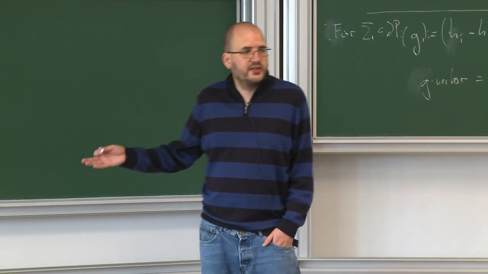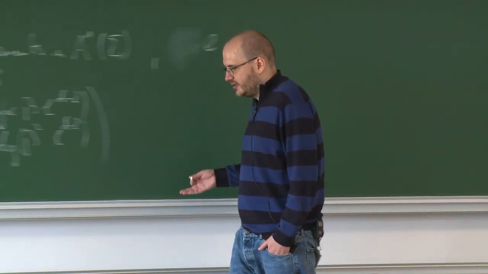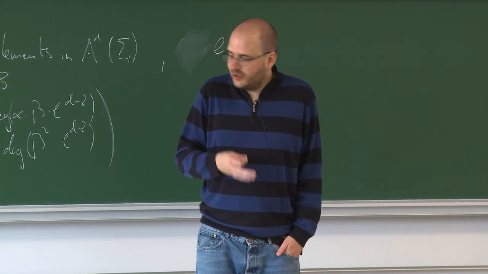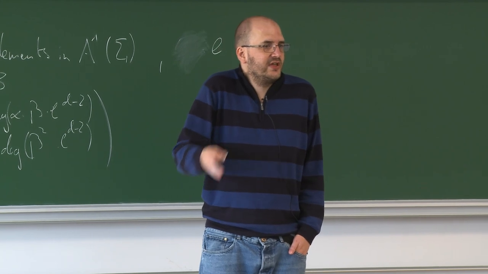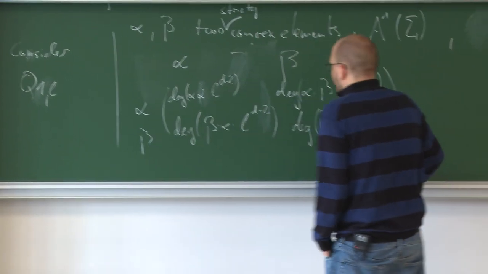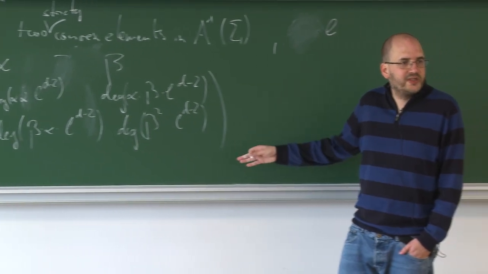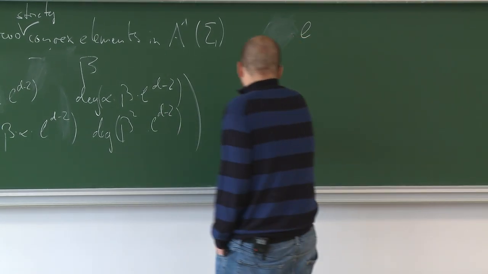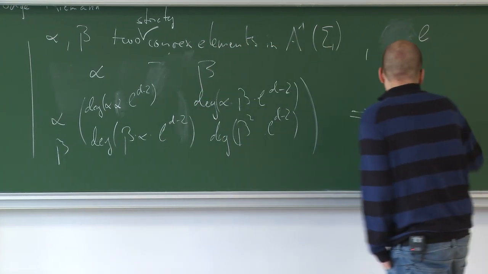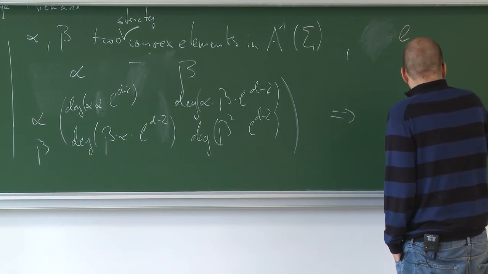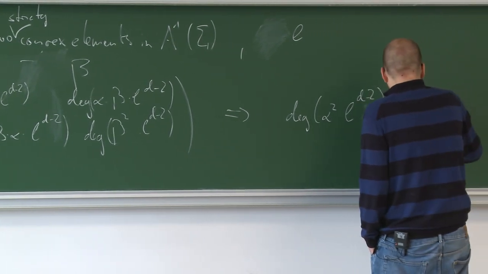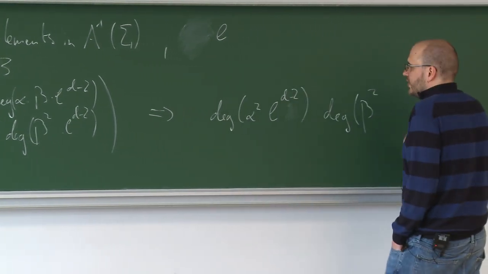So what happens to this matrix? What is the definiteness, the signature of this matrix? Well, it's an easy argument for matrices that the signature can be neither positive definite, nor negative definite. So there's a positive eigenvalue, there's a negative eigenvalue. So in particular, if I compute the determinant of this, it will definitely not be definite. So the determinant will be negative. So what do I get? Well, this times this, degree alpha squared L to the d minus 2 times degree beta squared times L to the d minus 2.